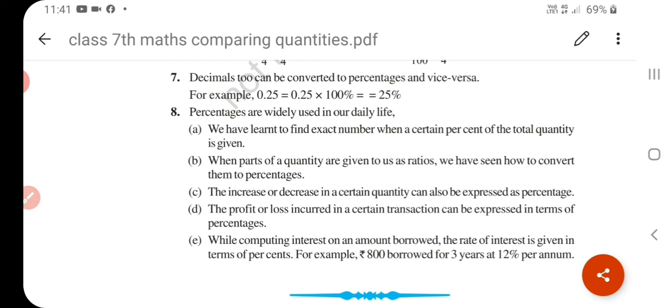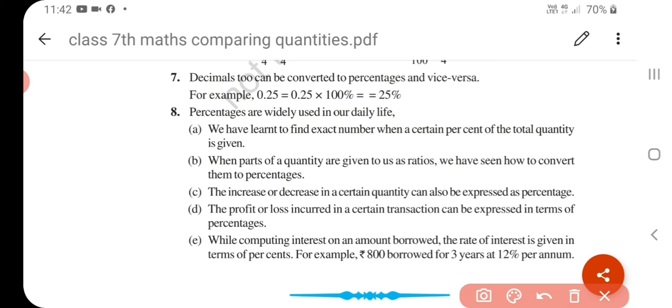Okay, and the formula to calculate simple interest is equal to PRT upon 100, where P is principal, R is rate of interest per annum and T is the time period. Okay, and if principal is not given and you want to find P, then the formula for finding P is equal to I, meaning simple interest, into 100 upon RT.